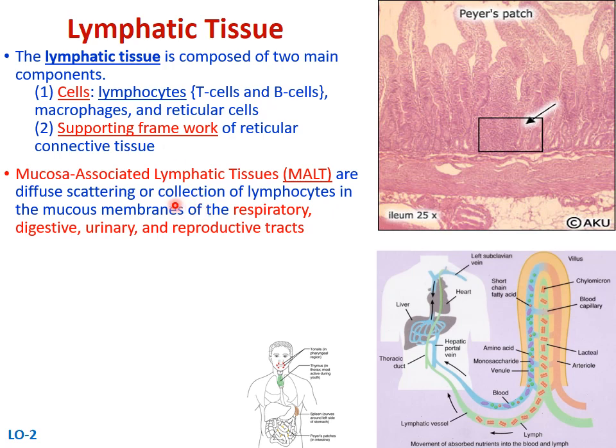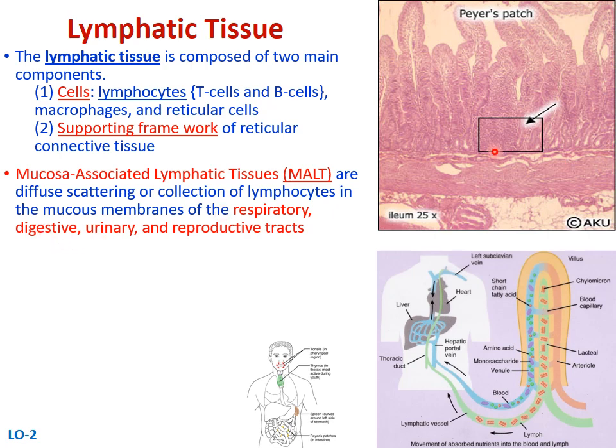Now these aggregations are below the epithelium, in the small intestine or anywhere in the body, whether in the lungs, the digestive system, the urinary system, the respiratory or the reproductive system. These aggregations of lymphocytes below the epithelium and inside the mucosa are called mucosa associated lymphatic tissue, MALT. MALT tissue is present in the respiratory, digestive, urinary and reproductive systems.